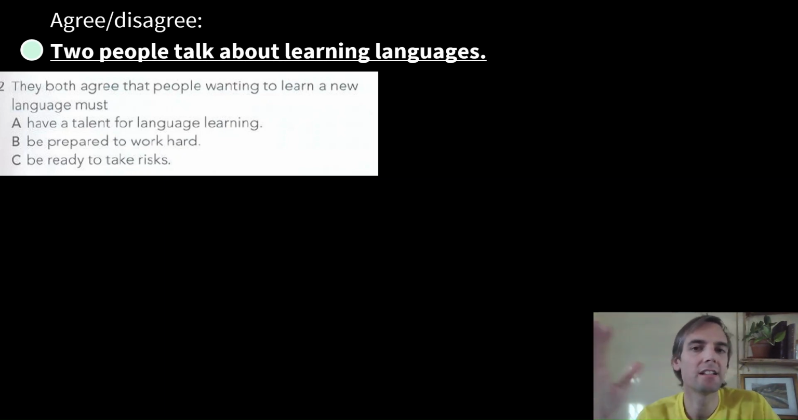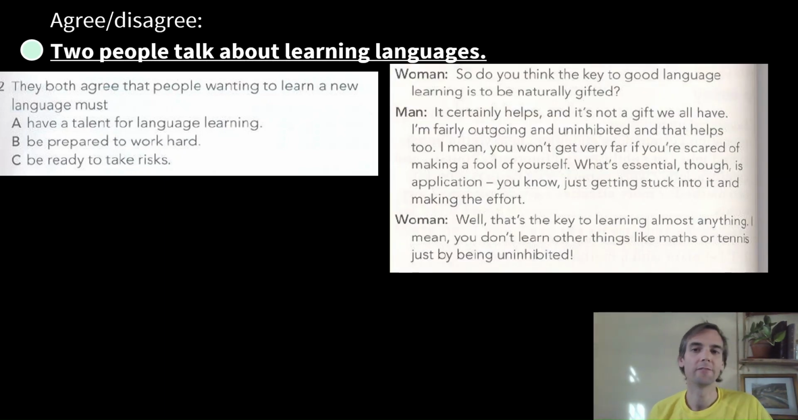So let's start with this agreeing or disagreeing question. We have 2 people talking about learning languages, and they agree that people wanting to learn a new language must have a talent, be prepared to work hard, be ready to take risks. Okay, well, here's what they say.